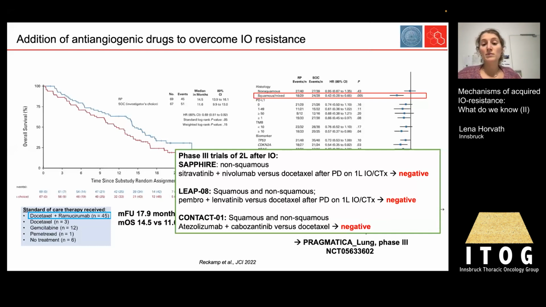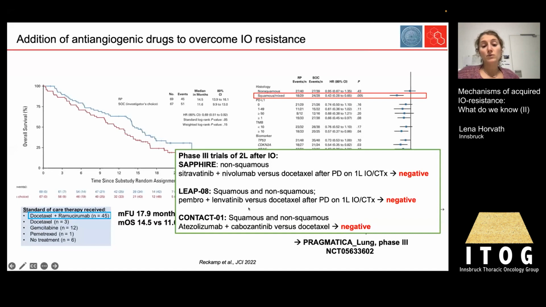sitravatinib plus nivolumab versus docetaxel alone. This was actually quite an interesting drug because it was also shown to suppress myeloid-derived suppressor cells, but unfortunately this study was negative. Maybe one critical point is that they only investigated non-squamous cell carcinoma patients. On the other hand, there was the LEAP 08 study that investigated both histologies. It was a study of pembrolizumab plus lenvatinib versus docetaxel. And again, unfortunately, this study was negative.